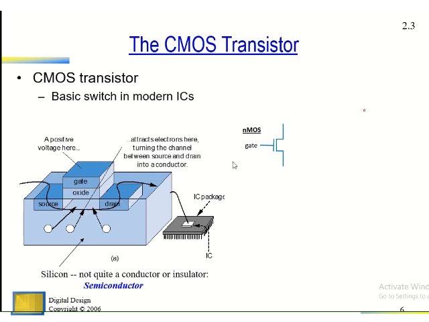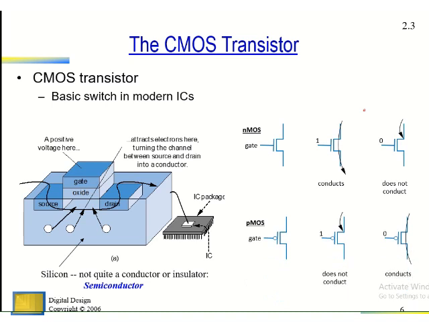So the working principle of the NMOS transistor is that when you apply a 1 at the gate, it will conduct, and when you apply a 0 at the gate, it will not conduct. Similarly, a PMOS transistor works in an opposite way. In order to conduct a PMOS transistor, you have to apply a 0 at the gate. When you apply a 0 at the gate, the PMOS transistor will conduct, and when you apply a 1 at the gate, the PMOS transistor will not conduct.